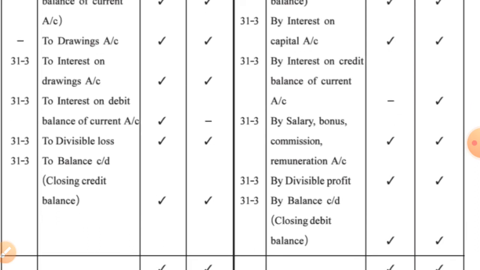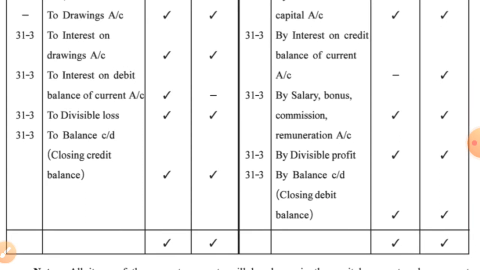If the total of the credit side is more and the difference comes on the debit side, then it is called credit balance. Whichever side's total is more, that type of balance. If the total of the credit side is more, it is called credit balance, and if the total of the debit side is more, it is called debit balance. See over here, it is written on the debit side, closing credit balance. Closing credit balance means the closing balance that has come is a credit balance, because the total of the credit side is more and the difference comes on the debit side.